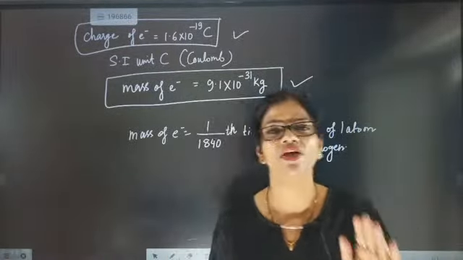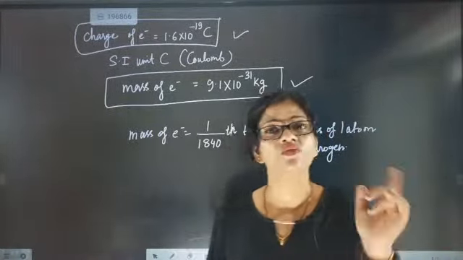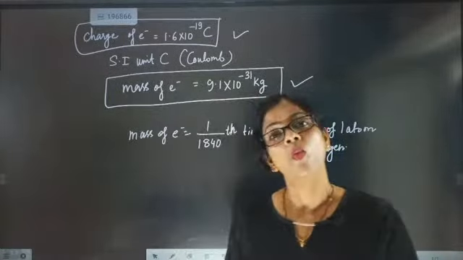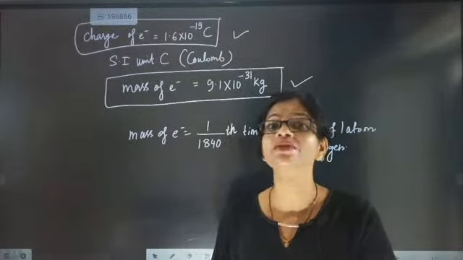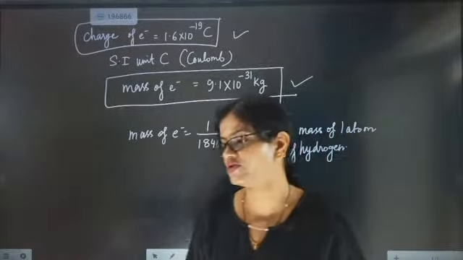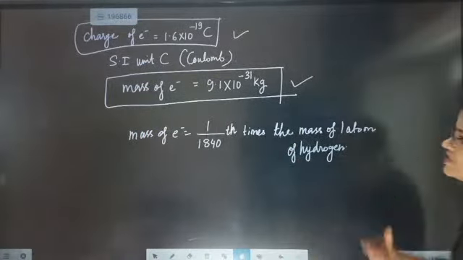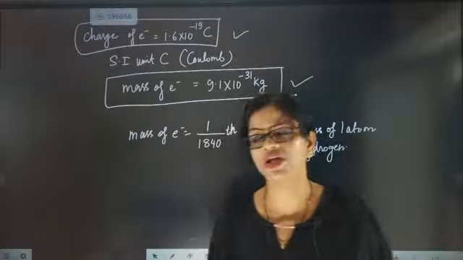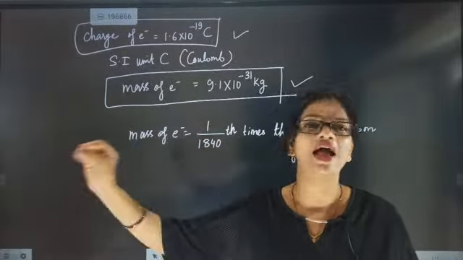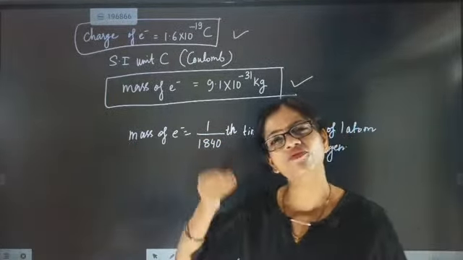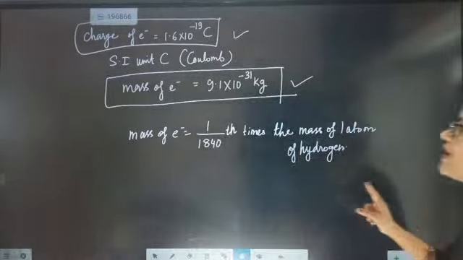In the same way we compared the mass of electron and the mass of one atom of hydrogen, and we saw that the mass of electron is 1 by 1840 times the mass of one atom of hydrogen. See how much less it is. I know Jiva is present. So the mass of electron is very small compared to that of one atom of hydrogen.